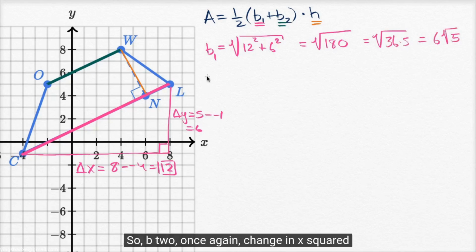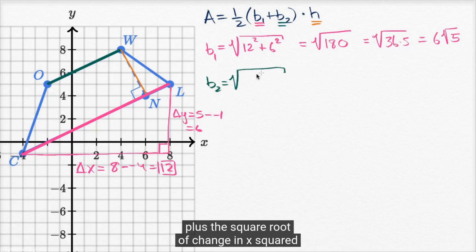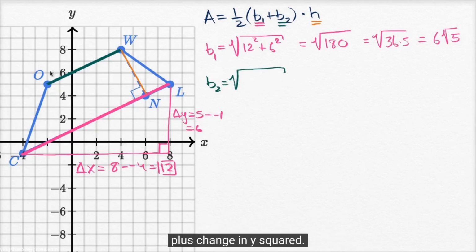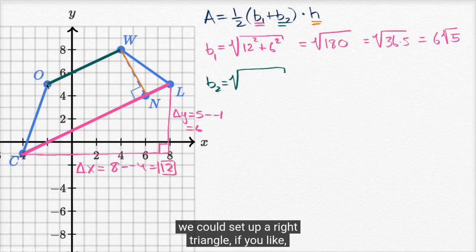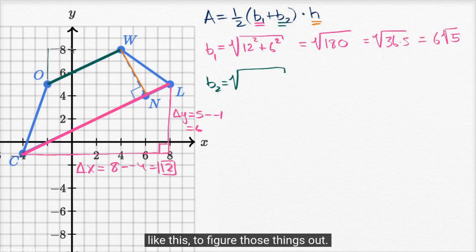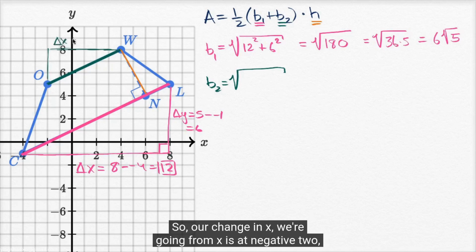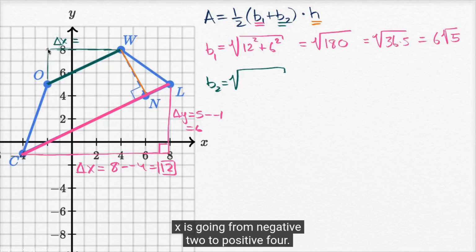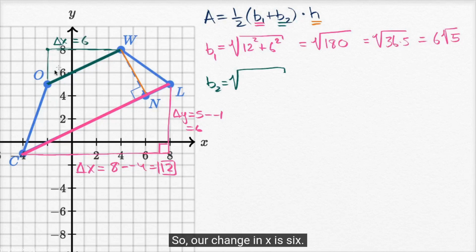Now let's figure out b2. So b2, once again, is the square root of change in x squared plus change in y squared. Well, let's see. We could set up a right triangle, if you like, to figure those things out. So our change in x, x is going from negative 2 to positive 4. So our change in x is 6.